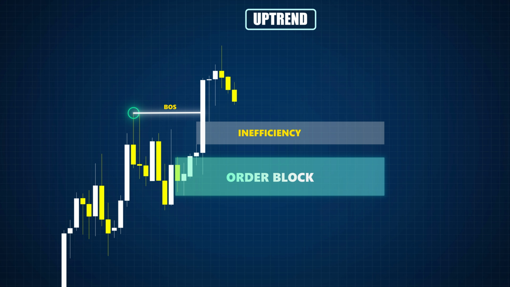But here's where patience comes in. We don't just enter because we found an order block. Instead, we wait. If price retraces back to this level, that's when we get interested. If it doesn't, we move on. No chasing, no forcing trades.